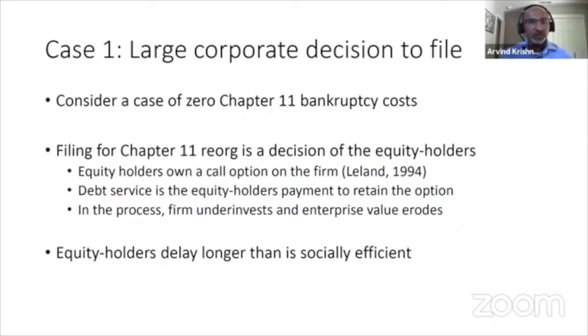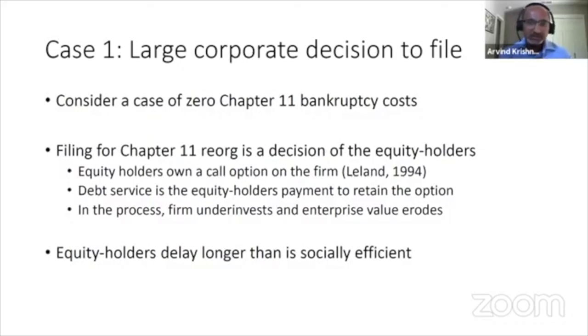And for the sake of argument, I'm going to take a case where there are no direct or indirect costs of bankruptcy. Okay. Now, the key point to note here is the decision to file for a Chapter 11 bankruptcy is in the hands of the equity holder. And for a deep-pocketed equity owner, you can understand the filing decision using option intuition. So the equity holder has a call option on the enterprise, and you can think of the way the equity holder is running the business as in order to retain the call option, the equity holder must make the debt service payment. So you make the debt service payment in order to retain the call option.